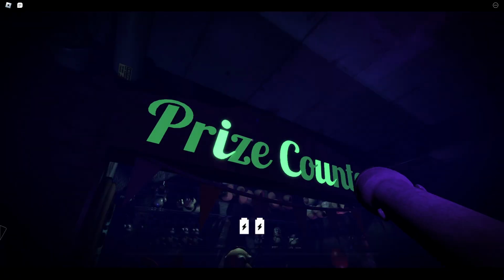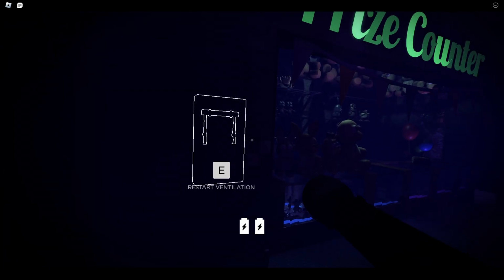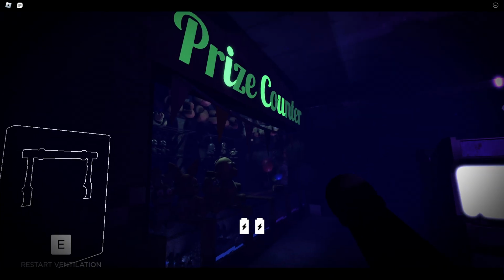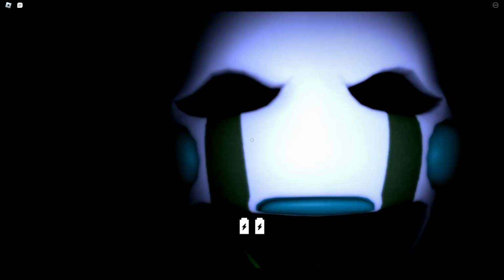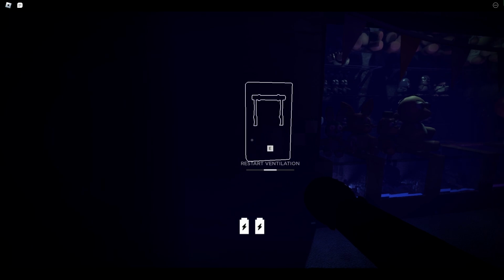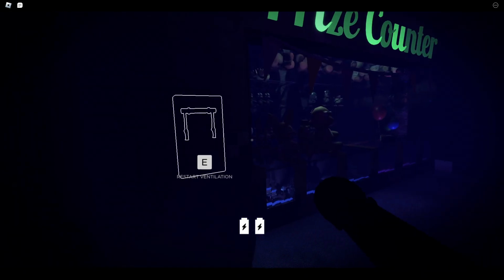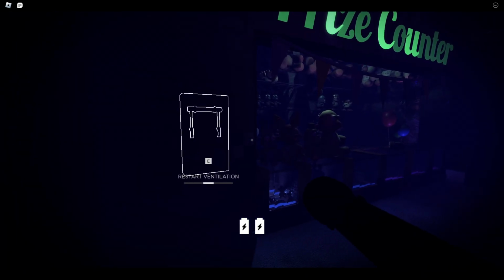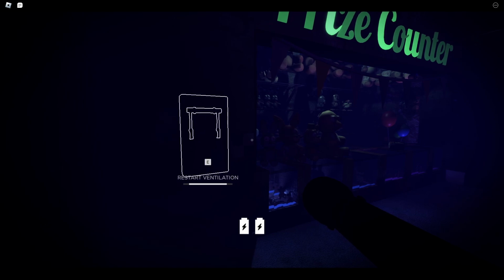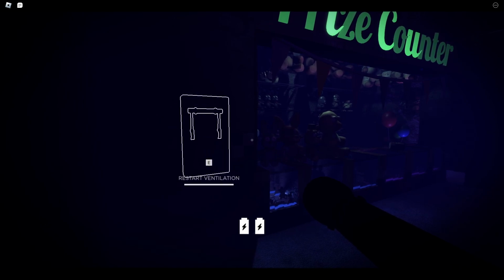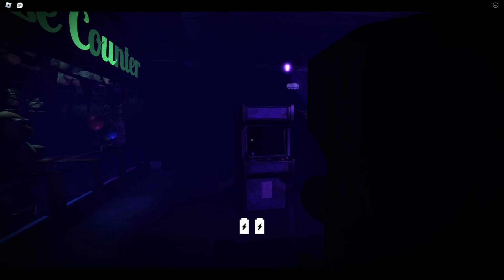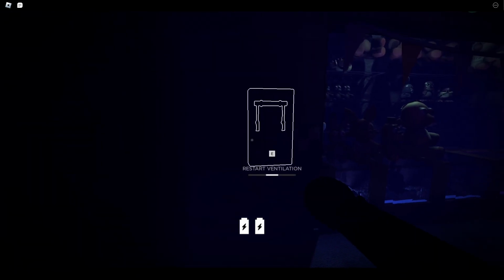So what you have to do with the puppet is just look up and you'll hear the noise. Oh, there he is. I don't think you guys heard it right there, because the arcade machine started going off. What you want to do is go all the way to arcade and camp it until this resets. And you want to move around so you don't get stuck by Golden Freddy.